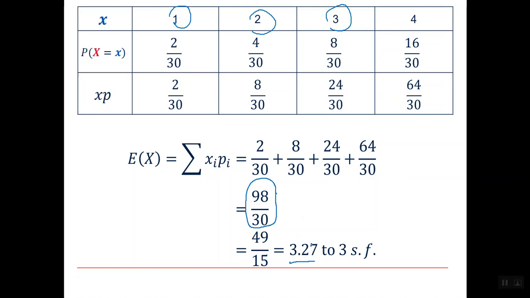Whenever you get your answer, it's always really useful to look back and think, does it make sense? Our values are anything between 1 and 4, and our expected value has come out as 3.27, which is a good start because we know that it has to lie in between those. And also look here that the probability of getting a 3 and the probability of getting a 4 are higher than the probabilities of getting 1 and 2. So it does make sense that our expected value is lying in between 3 and 4.